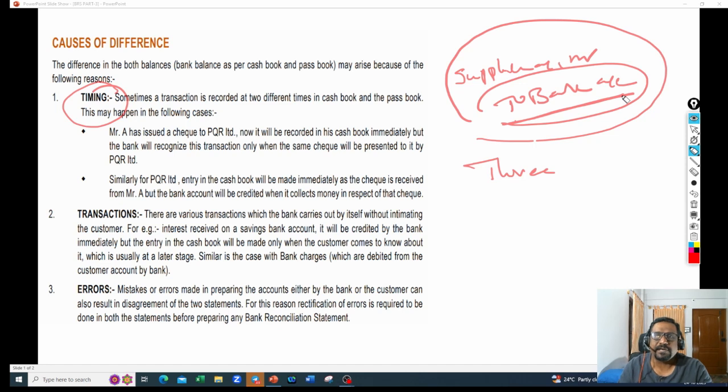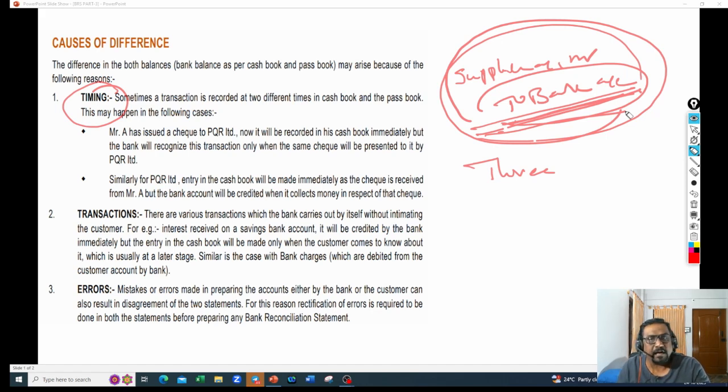So obviously there will be a difference. How has this difference come? This difference has come because of the timing. As soon as I issued the check to my supplier, I immediately recorded it in my books. But the banker did not. Why did the banker not? Because the supplier did not present the check. Right? That is timing difference. The supplier took 1 month to present the check. So obviously, the difference will come between passbook and cash book, and that difference is mainly because of timing.